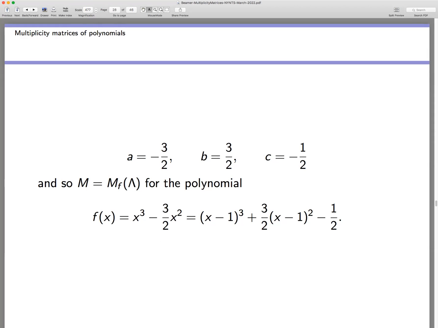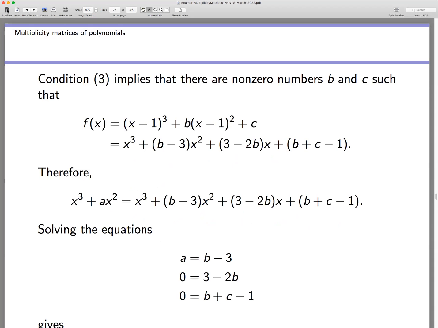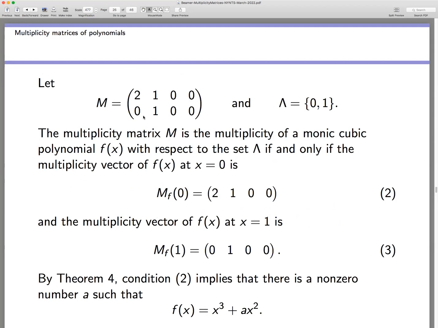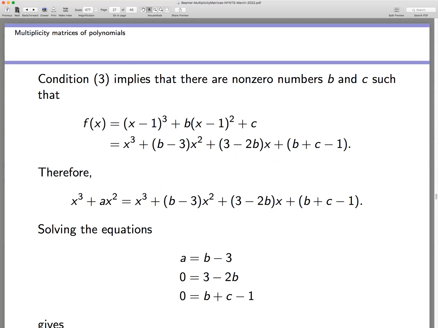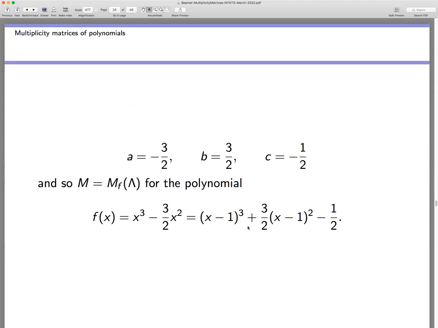So this matrix, this multiplicity matrix, is the multiplicity matrix for 0 and 1 for a cubic, and it's the unique monic cubic for which this works.